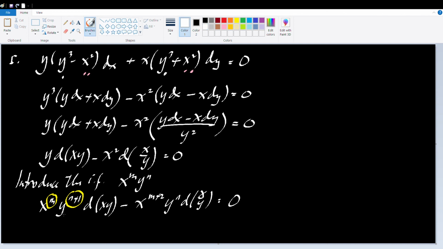Both x and y must have the same exponent. So in other words, m must be equal to n plus 1. Alright? So m and n plus 1 should be equal.